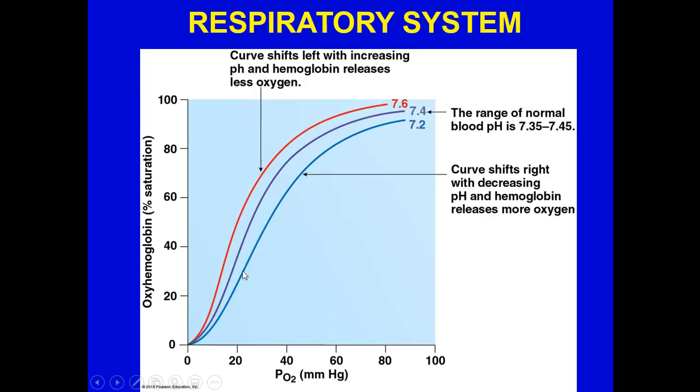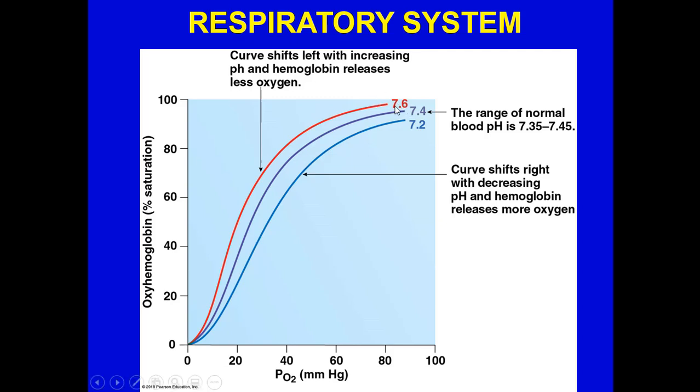Now, one of the other things that happens is the curve shifts. It's going to shift right with decreasing pH, and hemoglobin releases more oxygen. Now, why would you get a decreasing pH? Oh, yes, if you remember ANP1, when you have situations with rapidly metabolizing, very, very active muscular tissue, you're going to eventually start releasing lactic acid. And lactic acid is going to affect the blood pH in such a way you're going to go negative.